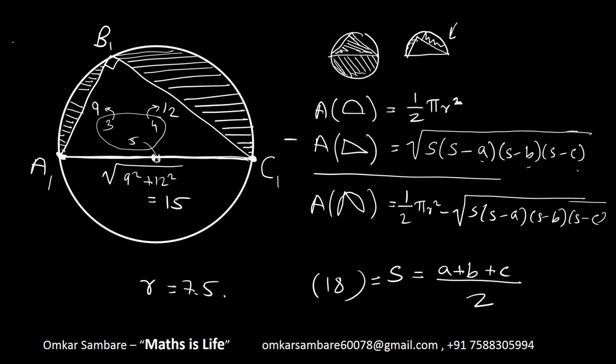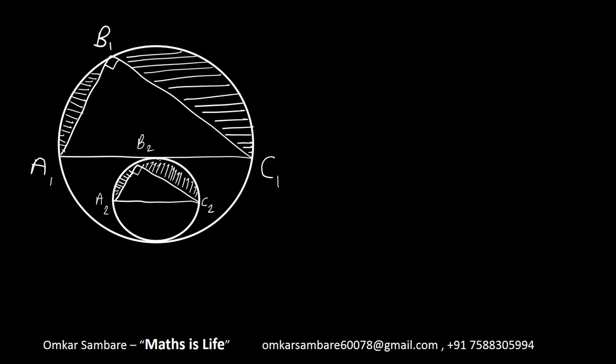And ABC, we know what it is. A is 9, B is 12, and C is 15. You can take them in any sequence, it doesn't matter, because these are just sides of the triangle. And we can get the area very easily, but I am not interested here. Why? Because the question goes further. There is again one more circle, and in that circle there is the same triangle. So let's see what will happen for the second circle and the triangle inside that circle.